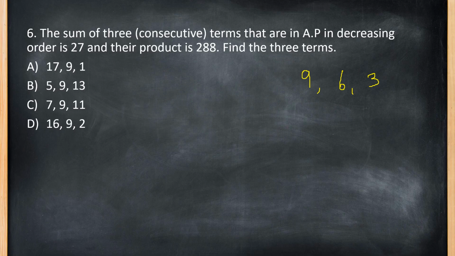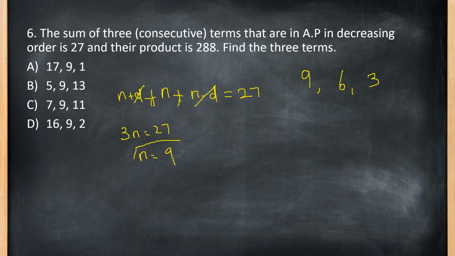In the same way, let us take the general form of this progression with middle term n. The first term has to be n plus d, the middle term n, and the next term has to be n minus d. Or I can take this as x plus d, x, x minus d, or a plus d, a, a minus d, however. It is given that the sum of these consecutive terms, n plus d plus n plus n minus d, is equal to 27. We can cancel the d, so 3n equals 27, wherein I can say that n is 9. So the value of n is 9.